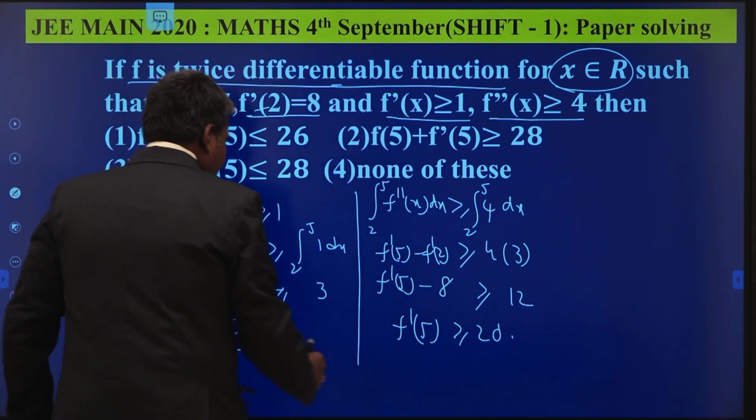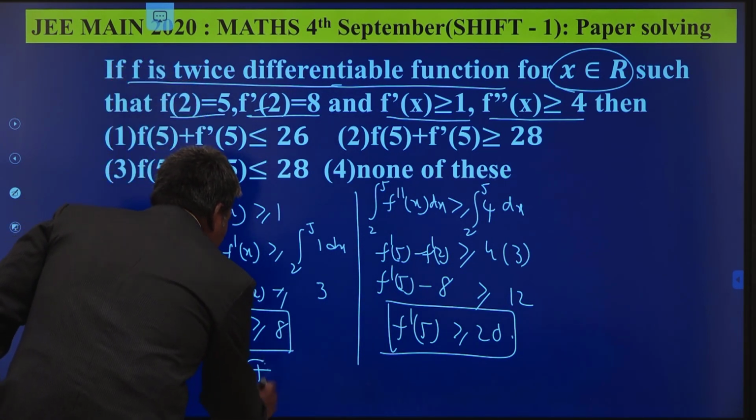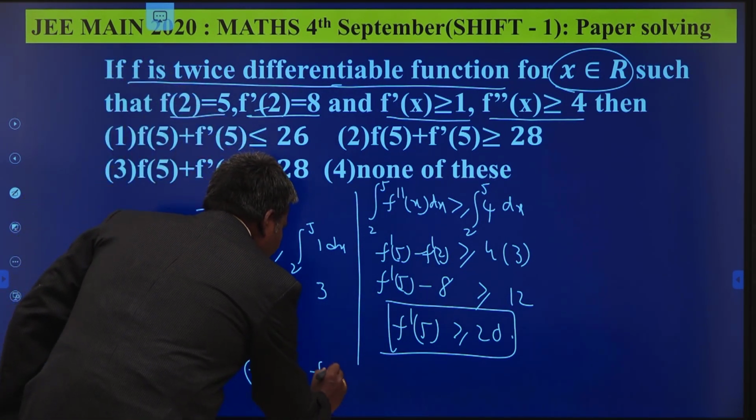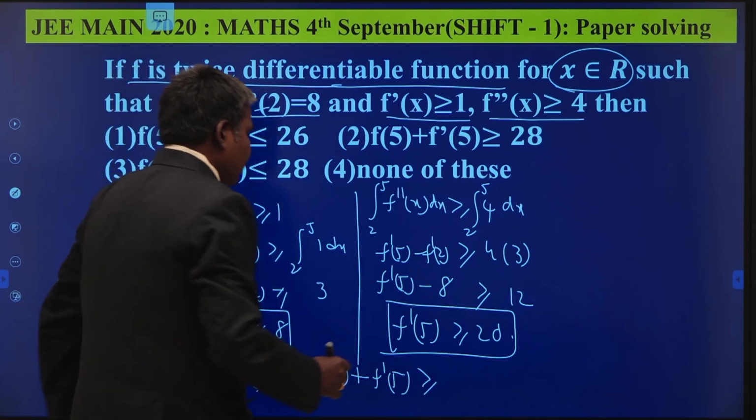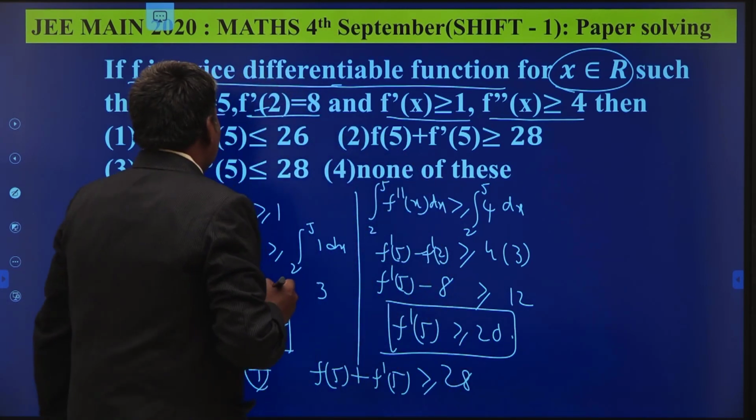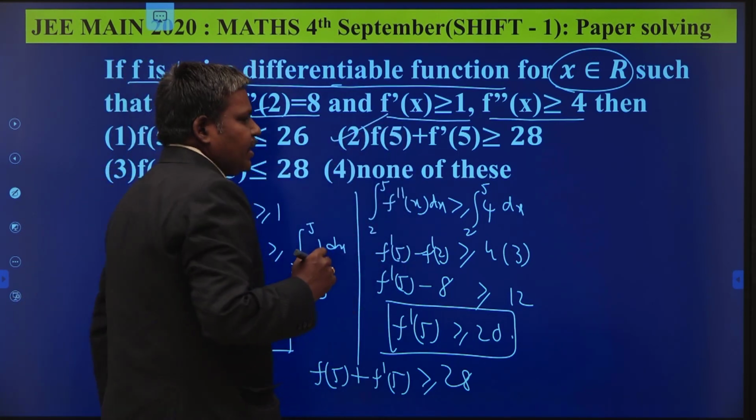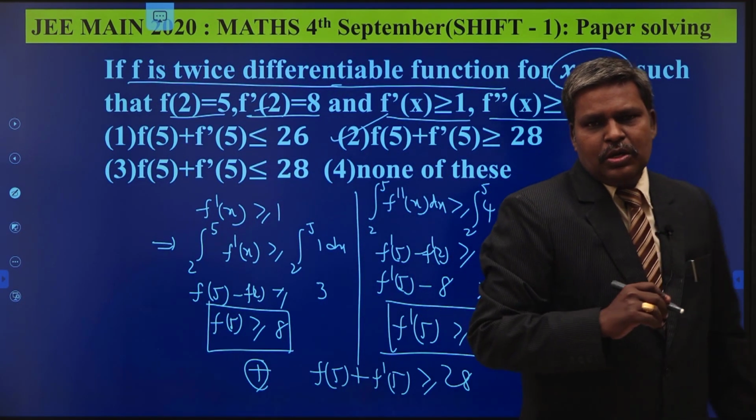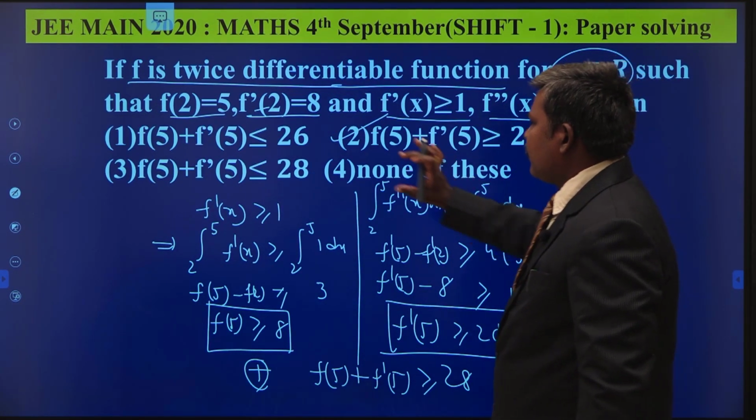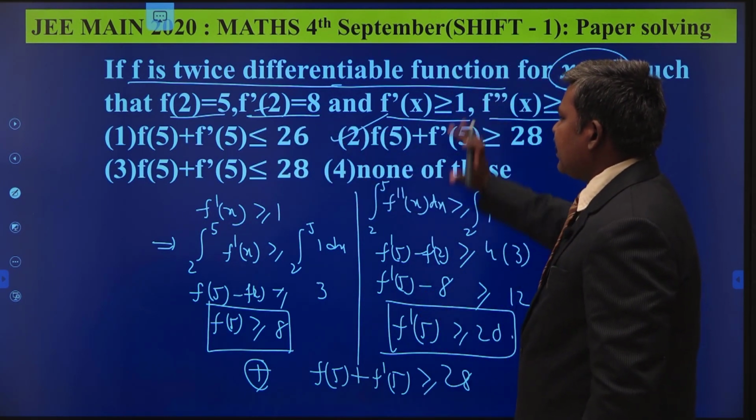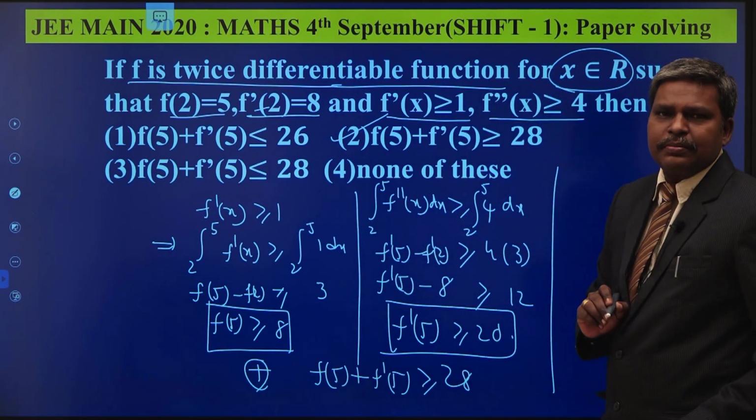We have f(5) greater than or equal to 8 and f'(5) greater than or equal to 20. Just by adding these two inequalities, what you get? f(5) + f'(5) is greater than or equal to 8 + 20, that is 28. So what is your answer? f(5) + f'(5) greater than or equal to 28 is your correct option. In this manner, we can crack this problem. So by looking at the question itself, f(2) is there. From options, f(5) is there. You have to take integration from limits 2 to 5. In this manner, we can do this problem.